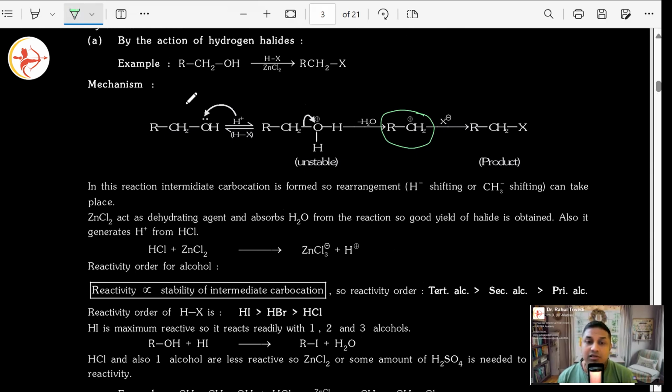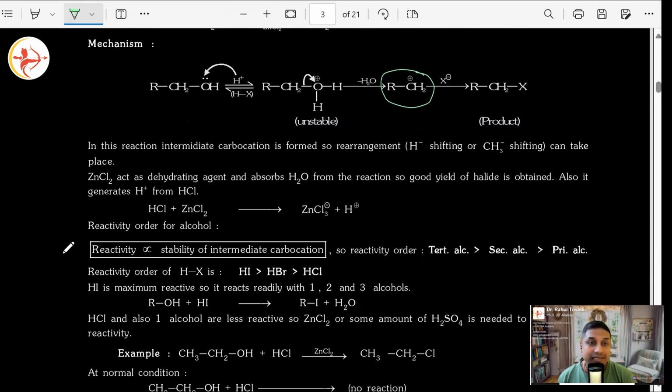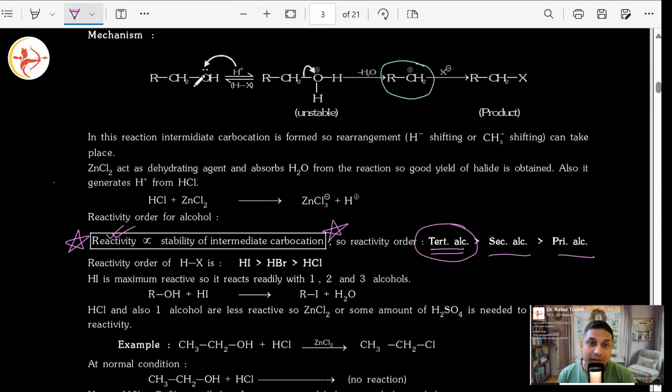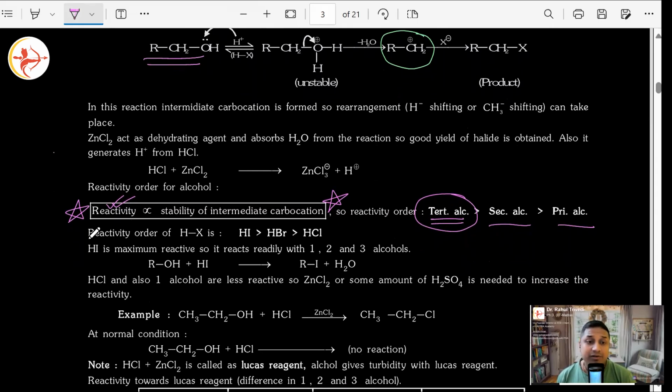Is this clear? This is a concept which applies universally in all chemical reactions. Please understand. Let me mark it. If the intermediate carbocation which is forming is stable, that means reactivity will be high. That's the reason we discussed previously that tertiary alcohols are more reactive than secondary, than primary. This one was a primary alcohol, but similarly, if you go for secondary and tertiary, they are much more reactive. This reactivity order remains the same, no change here.